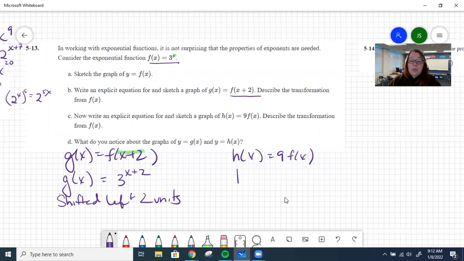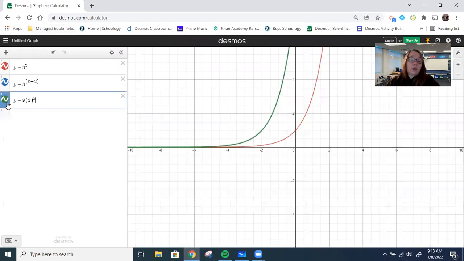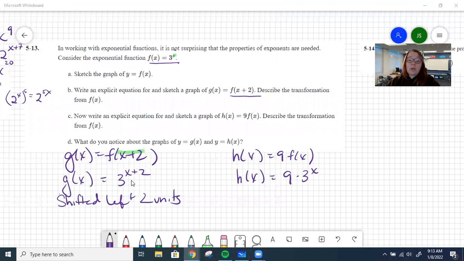So that means that I'm just going to have 9 times, well, f of x was 3 to the x, so 9 times 3 to the x. Okay, so now I'm going to type in y equals 9 times 3 to the x. All right, so here I have it typed in. So here is what I had before. That's the blue graph. Now watch when I turn this one on. Do you see it's right there on top of the other? So those transformations, the transformation of shifting to the left 2 is the same as a vertical stretch of 9.